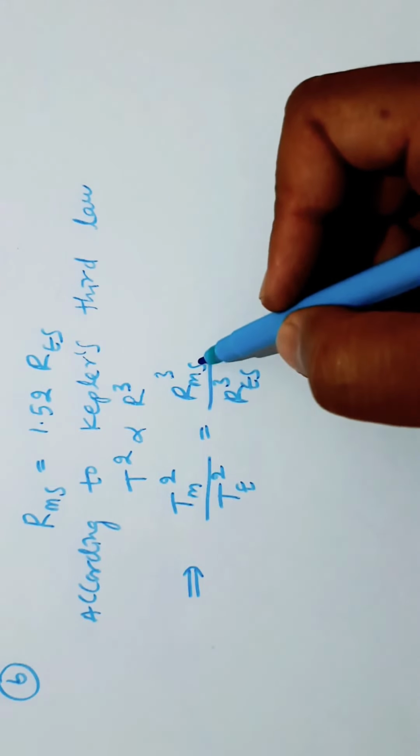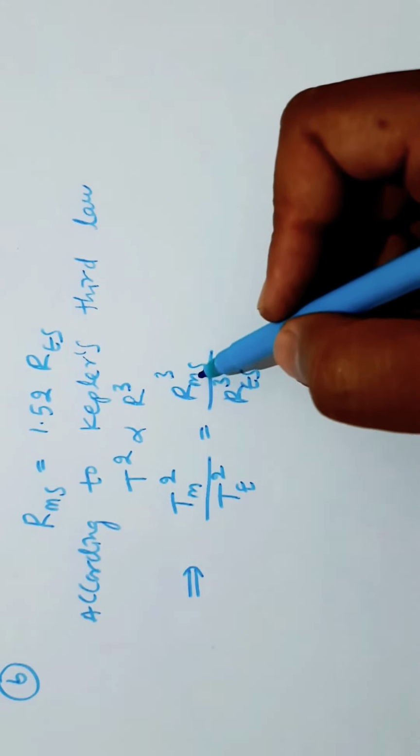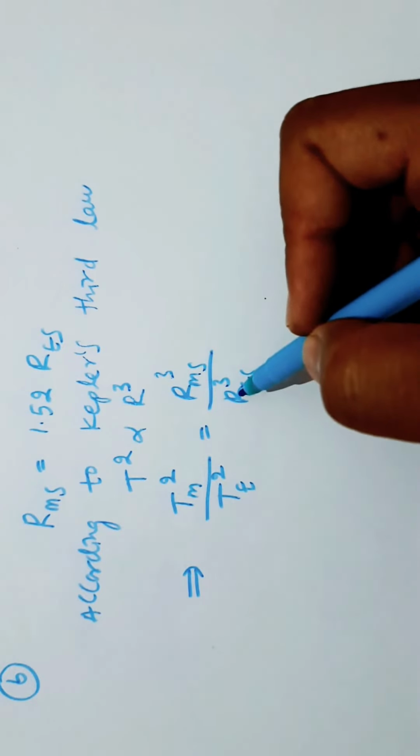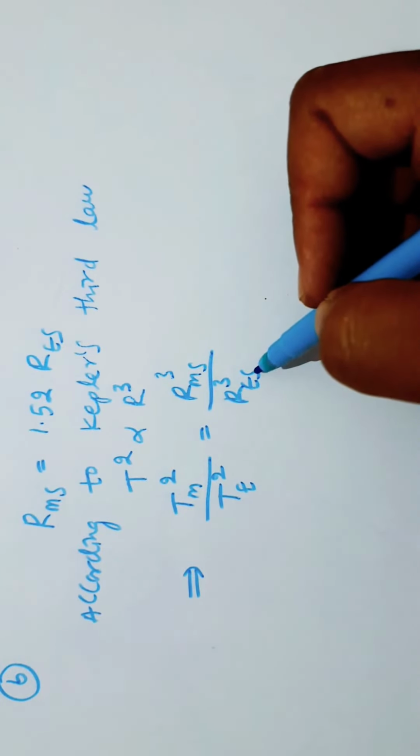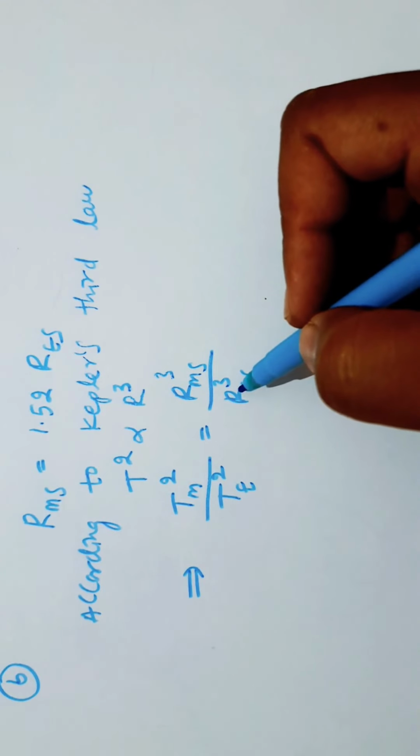Here RMS is the distance between Mars to Sun. Here RES is the distance between Earth to Sun.